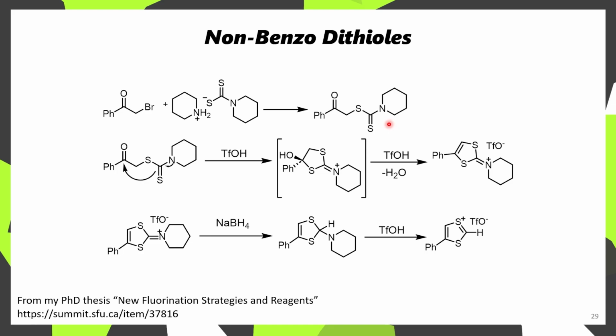All you have to do is treat it with a strong acid like triflic acid. This then converts to the corresponding dithiol, which is still an aminium. This aminium can be reduced using sodium borohydride to afford the corresponding aminodithiol. The aminodithiol can then be deprotected using triflic acid to afford the corresponding dithiolilium.